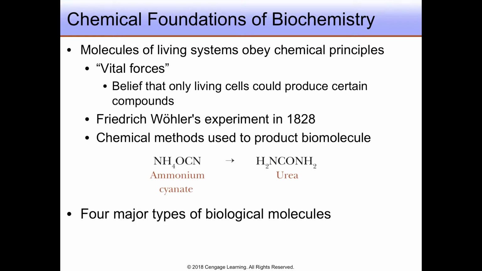In the past, there was a common belief in the thought of vital forces. That is, there were compounds produced in and unique to living systems. Friedrich Wohler conducted an experiment in 1828 that served to disprove that theory. He used standard chemical methods to convert ammonium cyanate to the biological compound urea. So then, the molecules we find in living cells are not so very different than what we can make in the lab. Let's now consider the four major types of biological molecules.